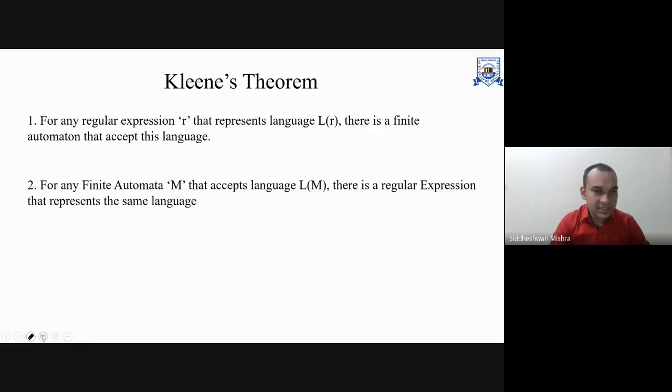And the second one states that for any finite automata M that accepts a language L of M, there is a regular expression that represents the same language. Okay, so these both are the same. If you have a regular expression, then we can construct a finite automata, or if you have a finite automata, then you can write a regular expression for that language.